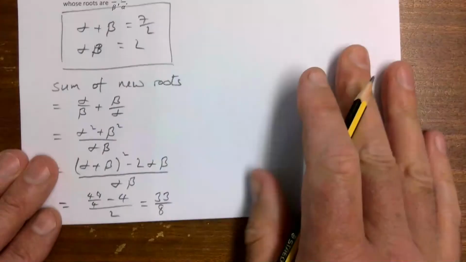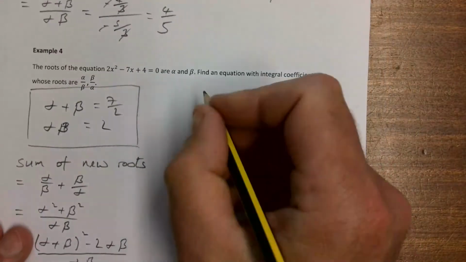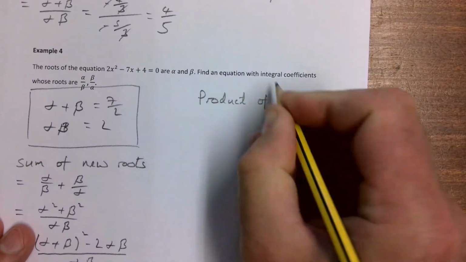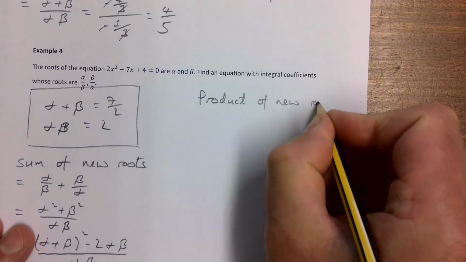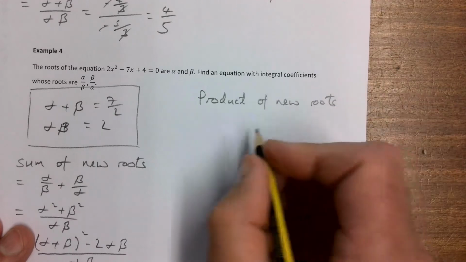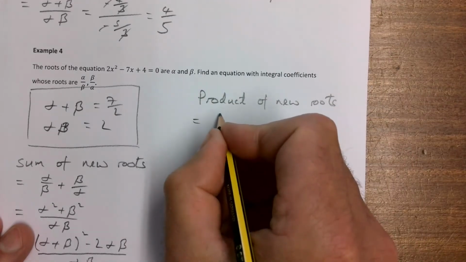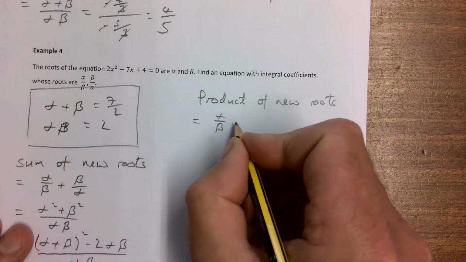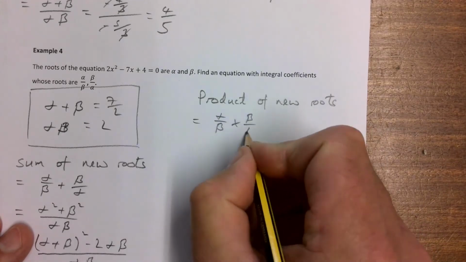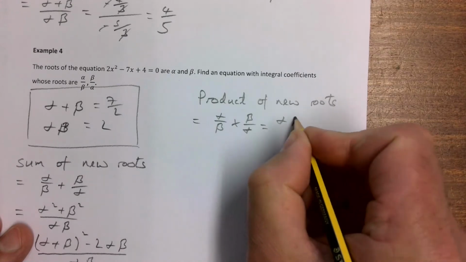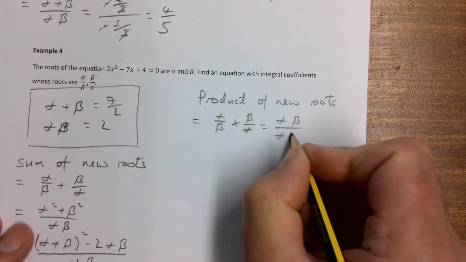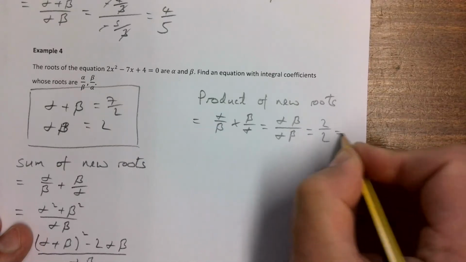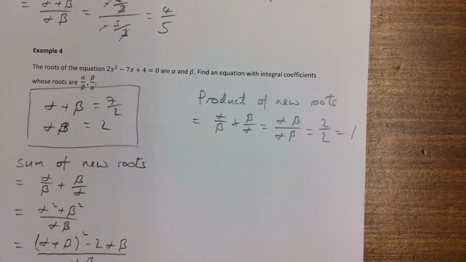The product of the new roots I think is almost a little bit more straightforward, so let's see. It is equal to alpha over beta multiplied by beta over alpha. That gives me alpha beta all over alpha beta. I don't care what it is. It's 2 over 2, which is of course going to give us 1.